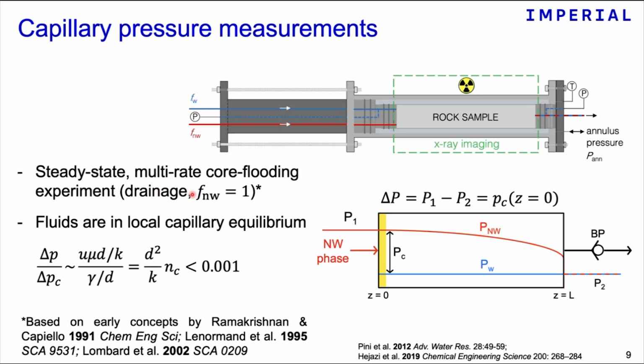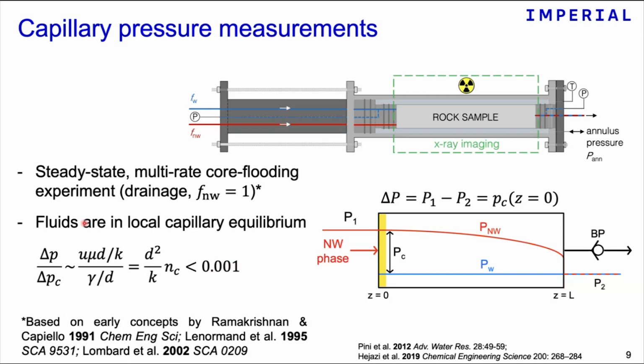And the experiment then involves actually waiting to achieve steady state, taking measurements using your X-rays about saturations in the system, and then increasing the flow rate and waiting for a new steady state. And I will show you later how we use this information.